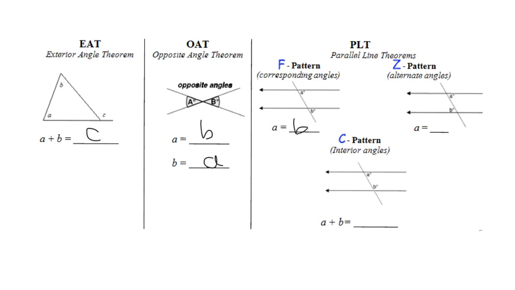Then we have the Z pattern. So here is the Z pattern. It's kind of a backward Z in this case, but you know, backward Z, that's cool. And so in this case, once again, we have A equals B. And then we have the C pattern, which is this one right here. So in this case, A plus B equals 180 degrees.